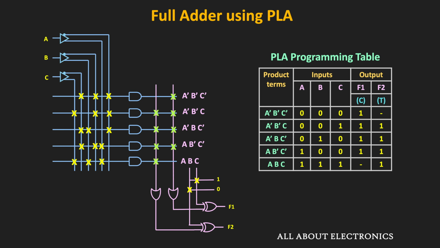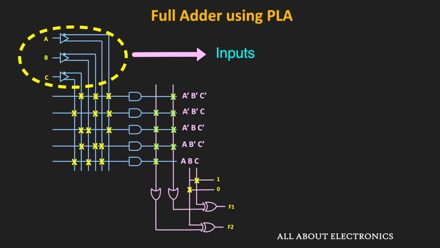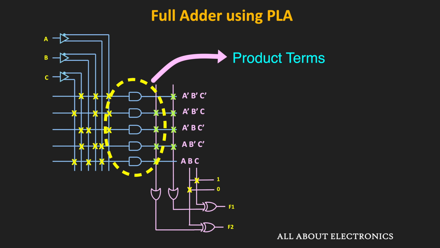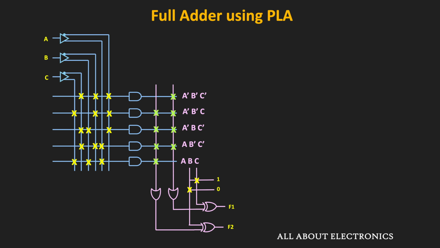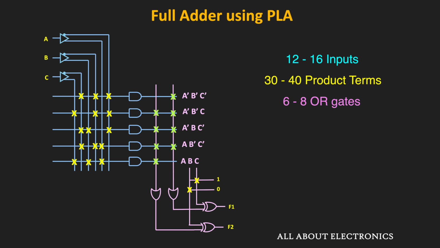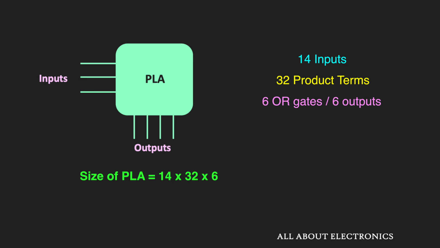But if you see the actual PLA, then it has many inputs and outputs as well as many product terms. So typically, the size of the PLA is specified by the number of inputs, the number of product terms in the PLA as well as the number of outputs. So commercially available PLAs can have 12 to 16 inputs, 30 to 40 product terms and 6 to 8 outputs or OR gates. So if the PLA has 14 inputs, 32 product terms and 6 outputs, then it is defined as a 14 x 32 x 6 PLA.